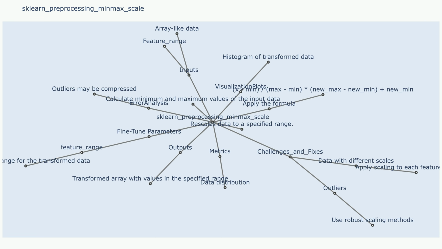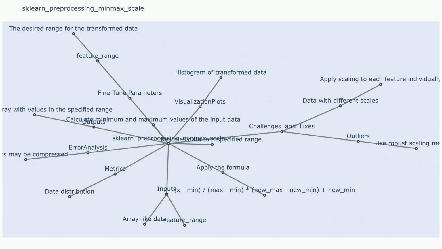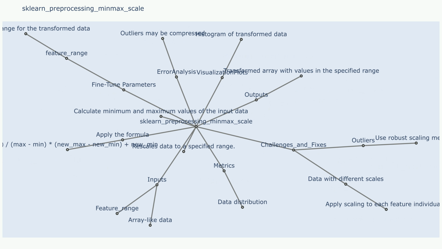sklearn preprocessing MinMaxScaler. Description. The min-max scaler in scikit-learn is a preprocessing technique used to transform numerical features in a dataset to a specified range, typically between 0 and 1. This scaling is particularly beneficial for algorithms that are sensitive to feature scales, such as k-nearest neighbors, support vector machines, and neural networks.